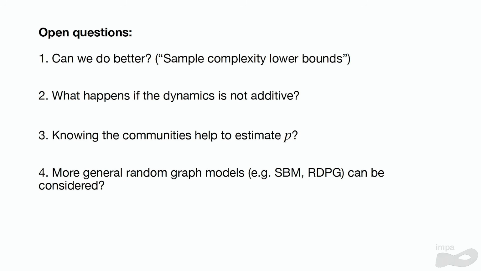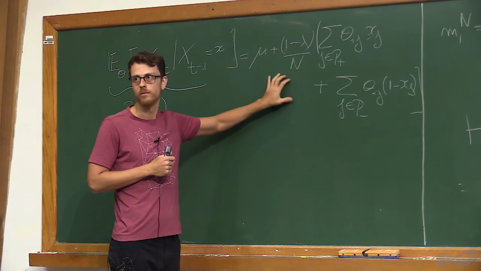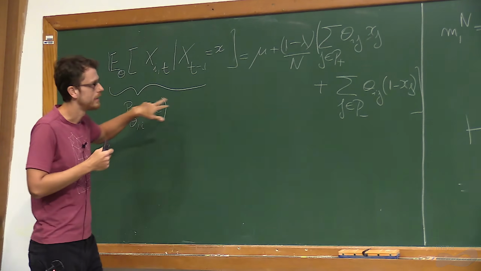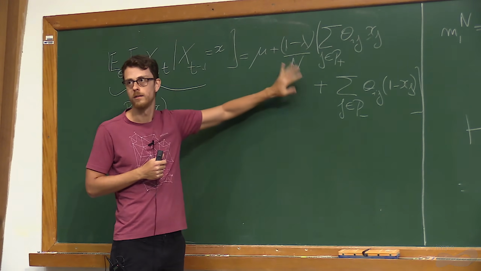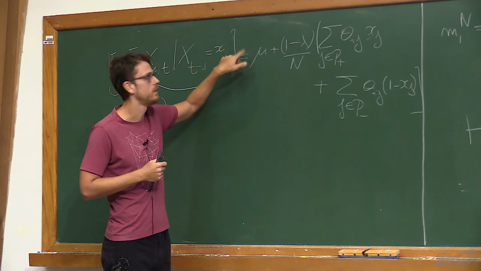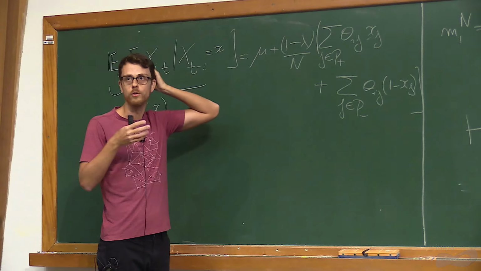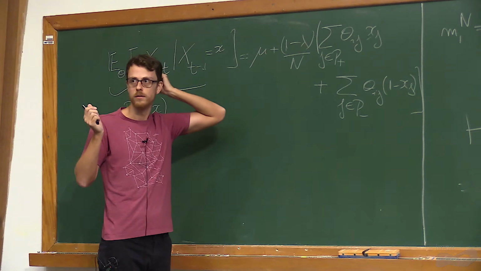So just to conclude, I want to point out some open questions. The first question is, we would like to have some lower bounds, to have an idea if we can do better or not. Then we'd like to know if we can generalize to more general forms than this additive transition probability. We would like to know if I can put some linear function here in front, to be closer to these GLM models.